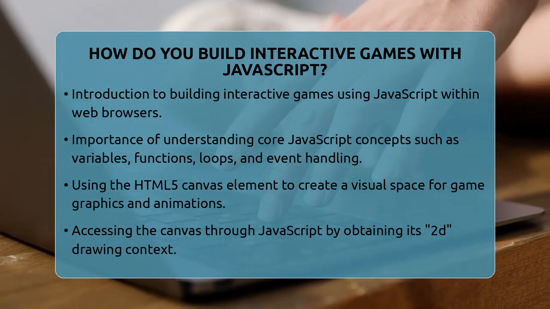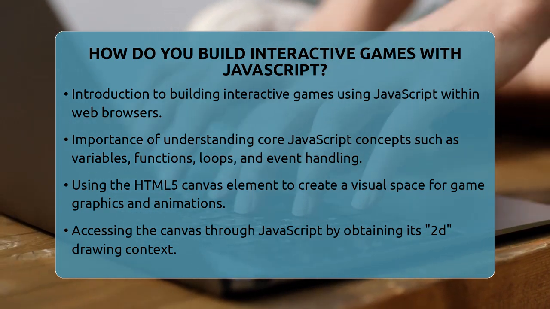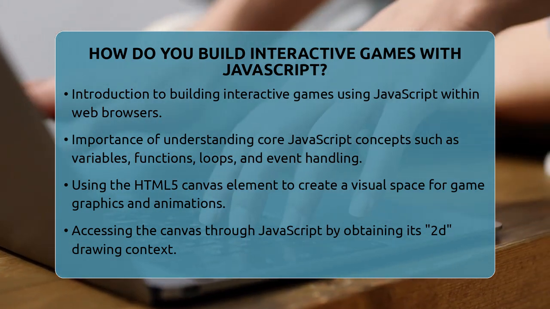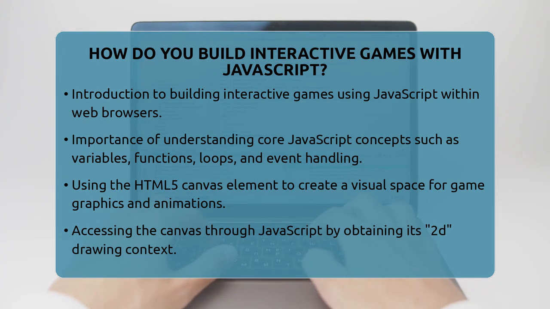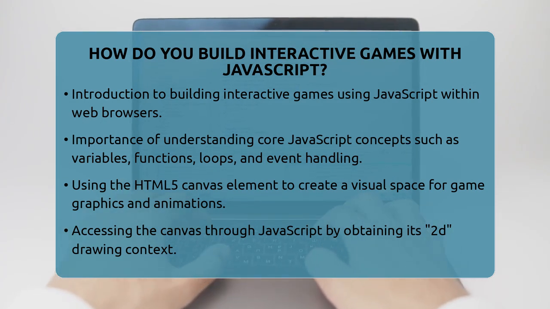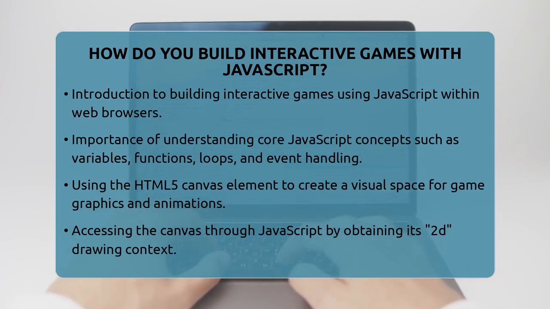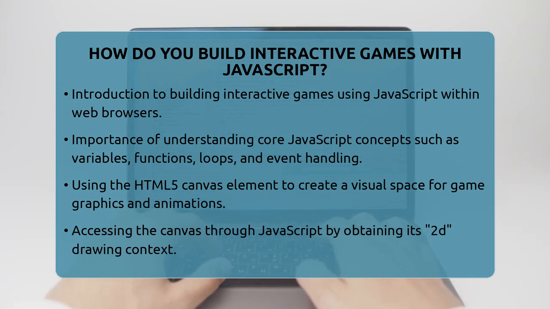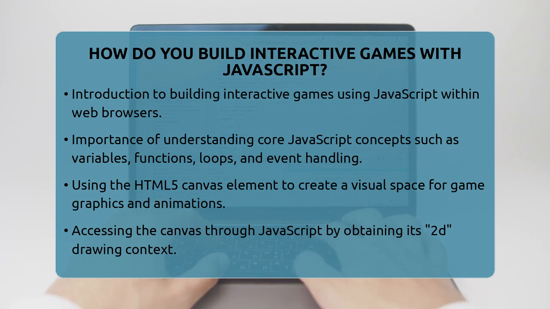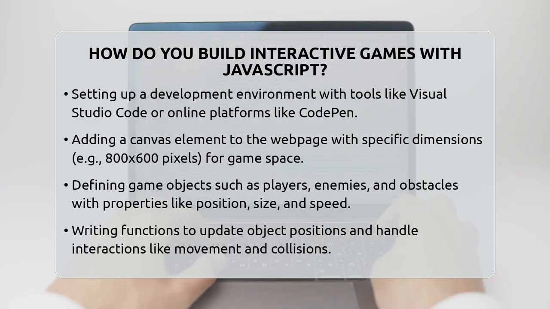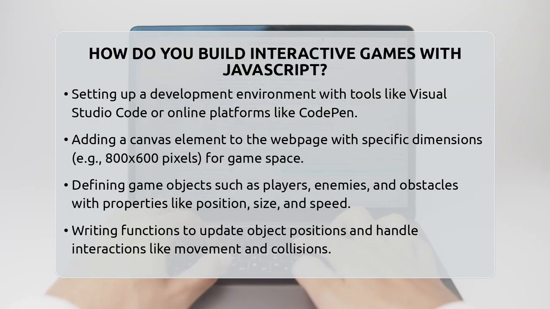Next, you create a visual space for your game using the HTML5 canvas element. This is a special area on your web page where you can draw shapes, images, and animations. You access this canvas with JavaScript by getting its drawing context, usually called ctx, which allows you to draw and animate graphics frame by frame.